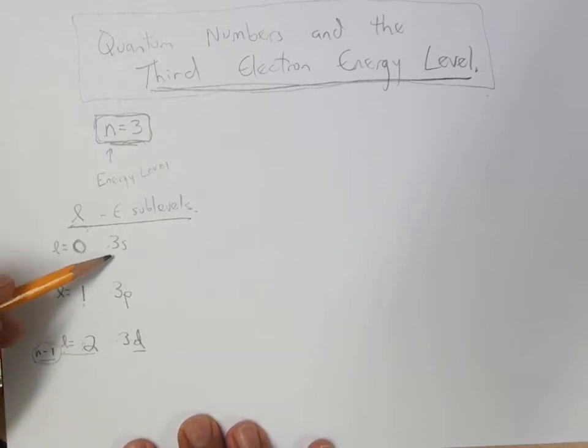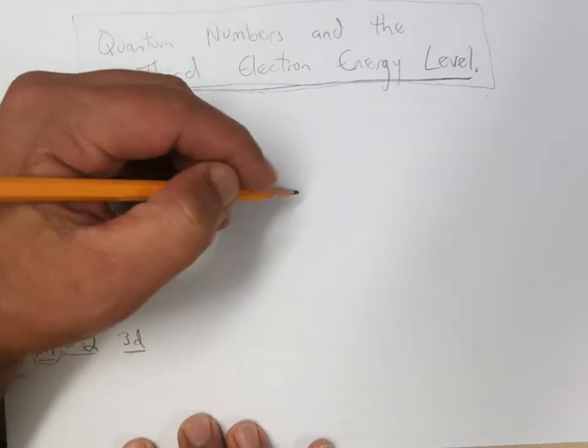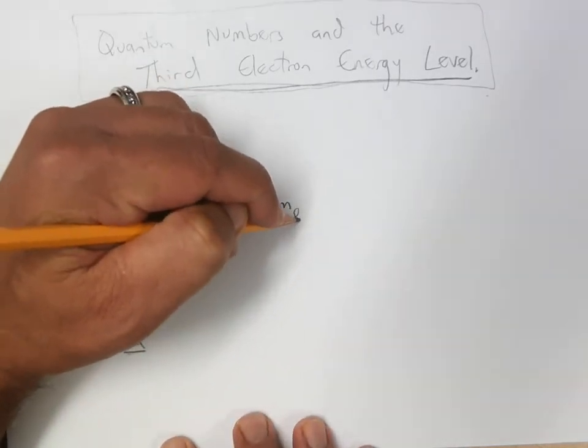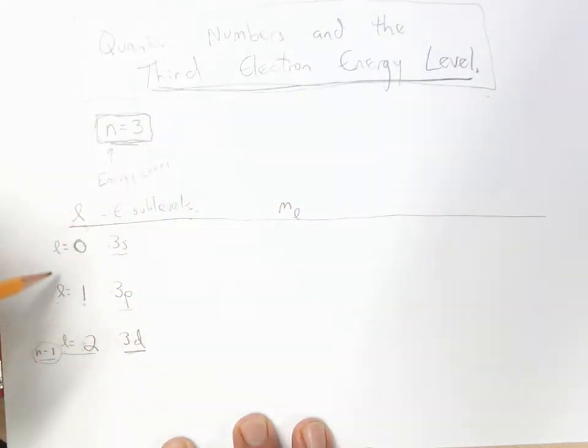And so then we want to ask ourselves, within each sublevel, how many orbitals do we have? And that's where we look at the m, or m sub L, numbers for each energy sublevel.